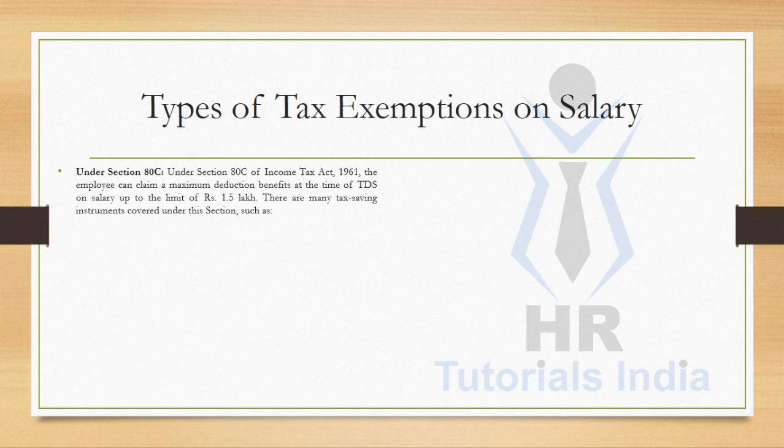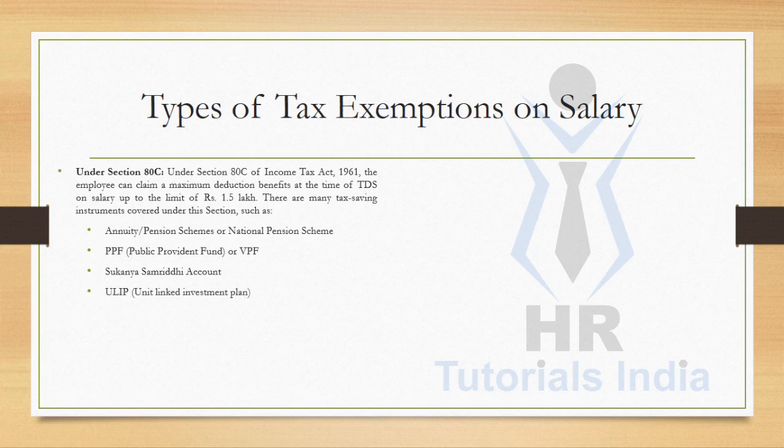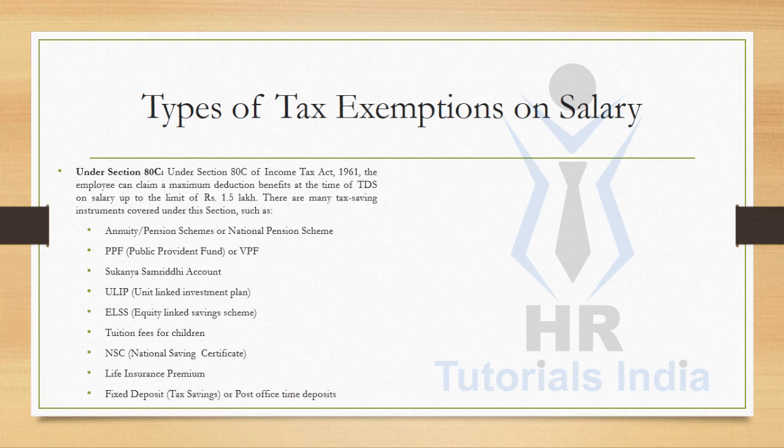Under Section 80C of Income Tax Act 1961, the employee can claim the maximum deduction benefits at the time of TDS on salary up to the limit of Rs 1,50,000 per annum. There are many tax-saving instruments covered under this section, such as annuity pension schemes or national pension scheme, PPF Public Provident Fund or VPF, Sukanya Samriddhi account, ULIP Unit Linked Investment Plan, ELSS Equity Linked Savings Scheme, tuition fee for children, NSC National Savings Certificate, life insurance premium, deposits, tax savings or post office time deposits.